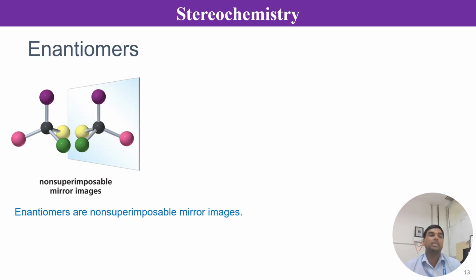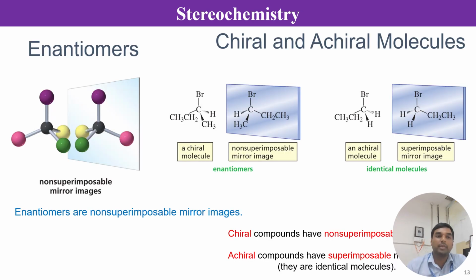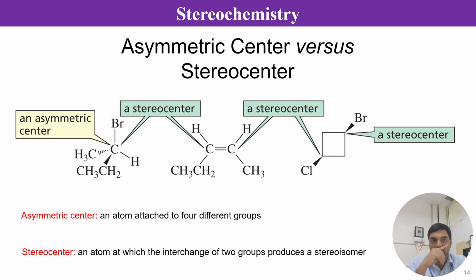Now, enantiomers are basically non-superimposable mirror image isomers. Suppose this is 2-bromobutane, and you can see they are enantiomer pairs. So, chiral compounds have non-superimposable mirror image isomers, whereas achiral compounds have superimposable mirror image isomers. They are identical compounds.